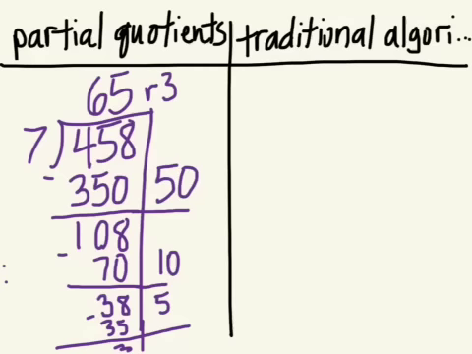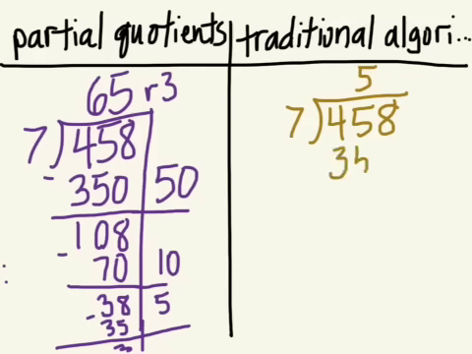When you work with traditional algorithm, Goldilocks might run into a problem if she used 50 as her first step. Check it out. Poor Goldilocks. If Goldilocks found the fact 5 times 7 is 35 and thought to herself, well, that's pretty close to 45 and it's less than it, so that's good, it didn't go over, she would then multiply 5 times 7 is 35. She would then subtract and she'd have 10.